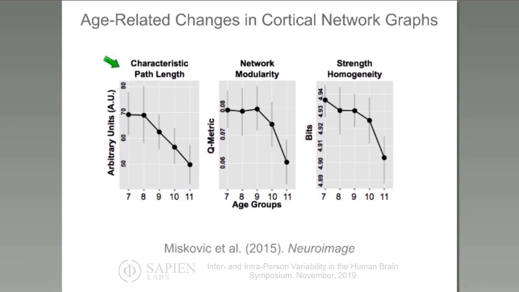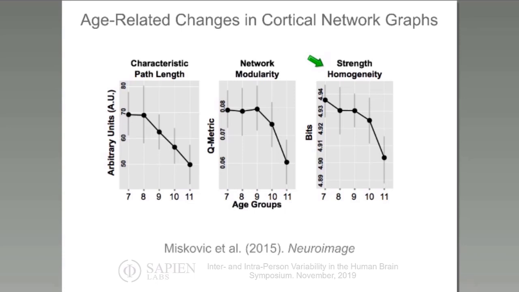So characteristic path length is basically an index of how integrated the entire network is. And so the smaller this value, the more integrated the network. So as you move from 7 years of age to 11 years of age, the network becomes more integrated. Network modularity, you can think of it as a measure of how segregated the networks are. So basically the networks become less segregated. So they're more integrated, less segregated as you move from the younger to the older age groups.